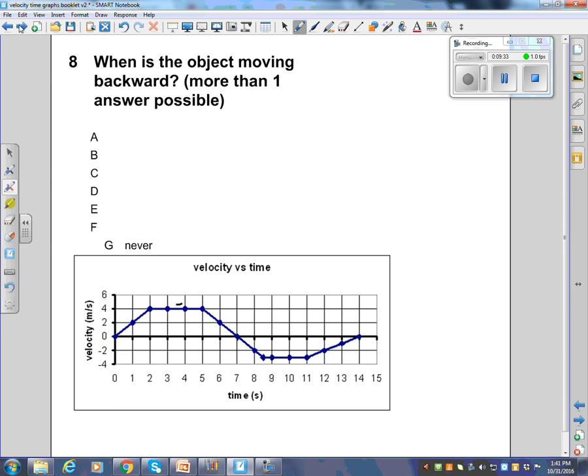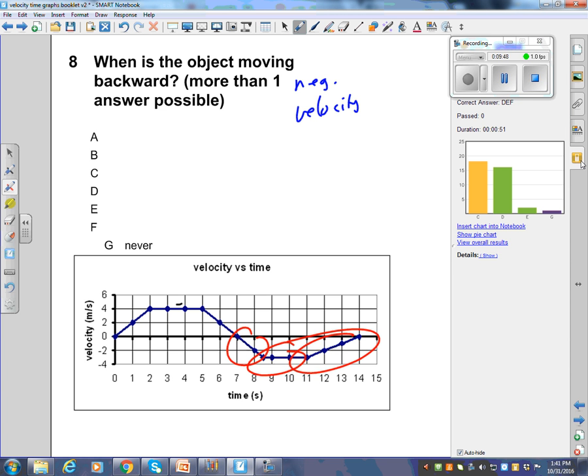What about moving backwards? Moving backwards means negative velocity. Where is it negative? D, E, and F. Not the slope. The value has to be, right? This is moving backwards. That's negative velocity. We're not talking about slope. Moving backwards refers to the velocity. Negative velocity, D, E, and F. Give me the nod of understanding.